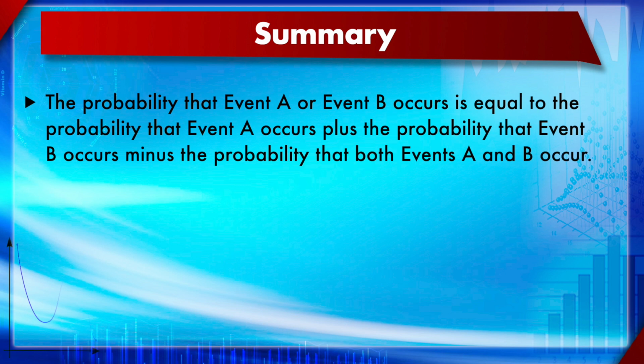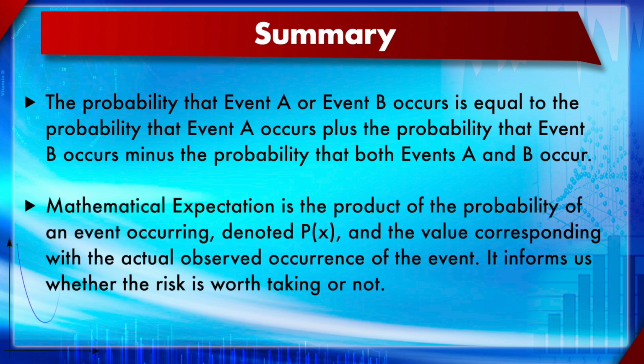So in summary, the probability that event A or event B occurs is equal to the probability that event A occurs plus the probability that event B occurs minus the probability that both the events A and B occur. A and B is basically, you have to multiply these two probabilities. Mathematical expectation is the product of the probability of an event occurring, denoted with Px, and the value corresponding with the actual observed occurrence of the event. It informs us whether the risk is worth taking or not.